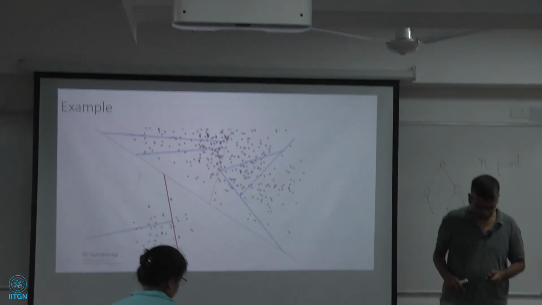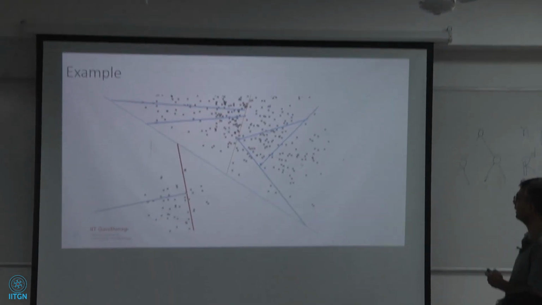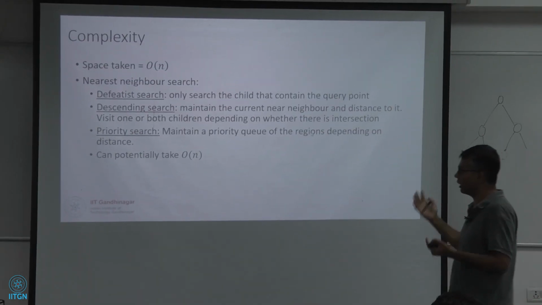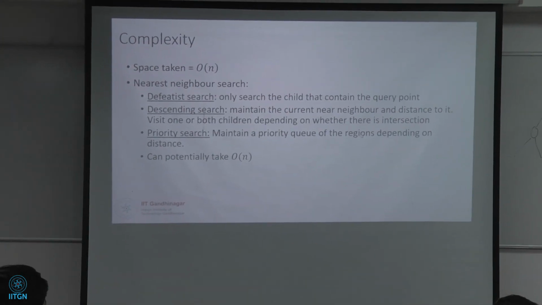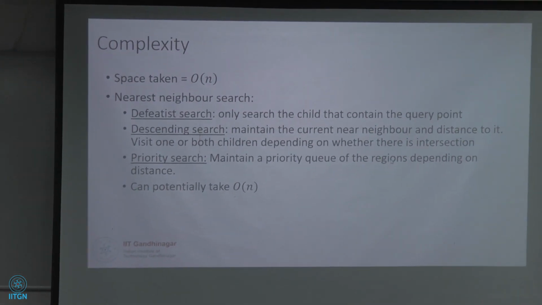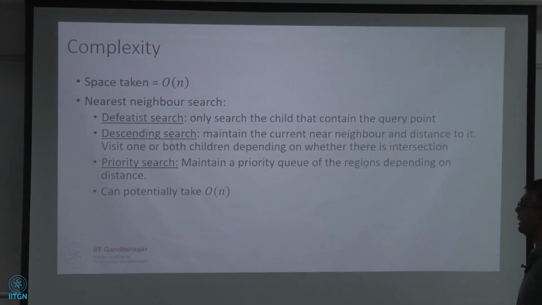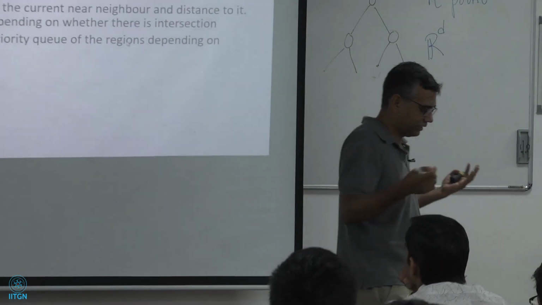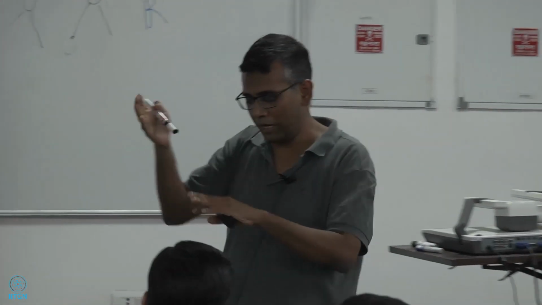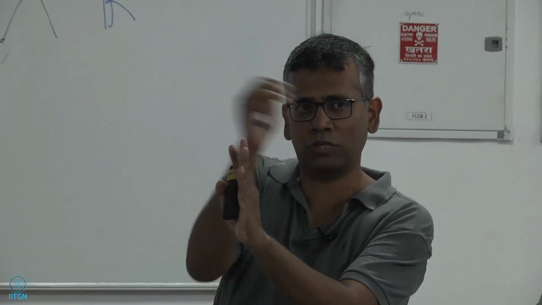You could do this. How did I draw these lines? Okay, so before telling you how to draw the lines, given a particular query, what do you do? So there's a lot of variations, as I say. You could go down the tree in what is known as a defeatist search. You could say that, okay, the query falls on the left side of the first partition, so I go to the left only.